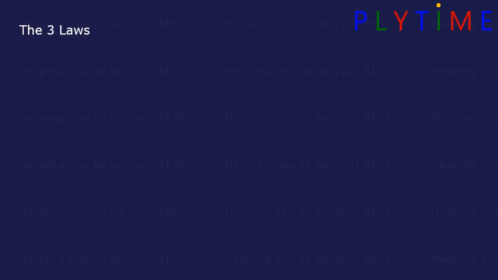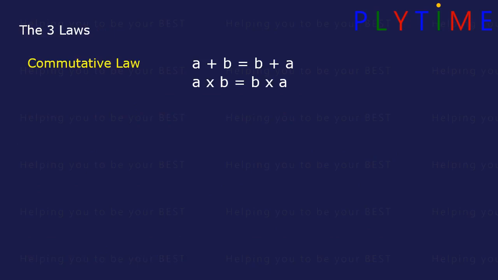There are 3 laws to remember. The commutative law says A plus B equals B plus A, or A times B equals B times A. We can swap the order of numbers and still get the same answer.